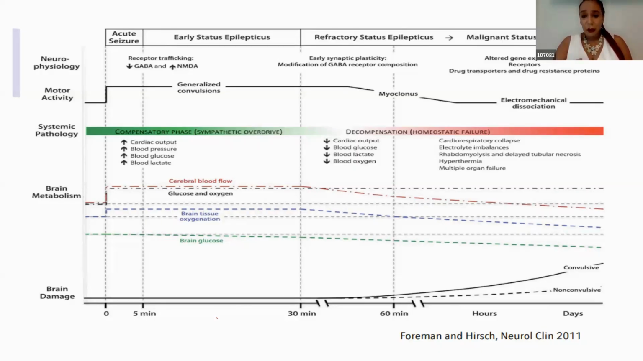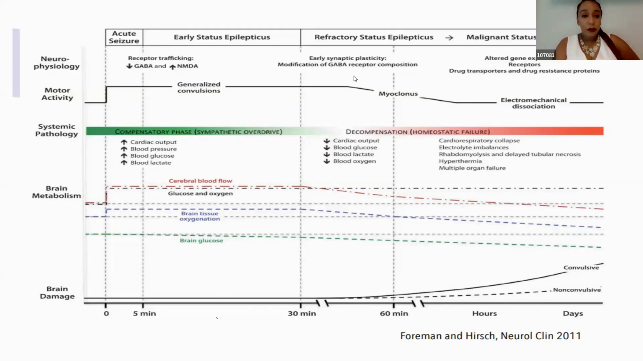In addition, there'll be failure in cardiorespiratory collapse. There'll be electrolyte imbalance, rhabdo, tubular necrosis, multiple organ failure. I mean, you name it. If we don't intervene at that 5-minute mark, we're putting ourselves at risk for decompensation in the hemostatic failure. And if that goes on, then we're really putting ourselves in a huge predicament, causing multi-organ damage. So I will leave this here for you guys to look at.